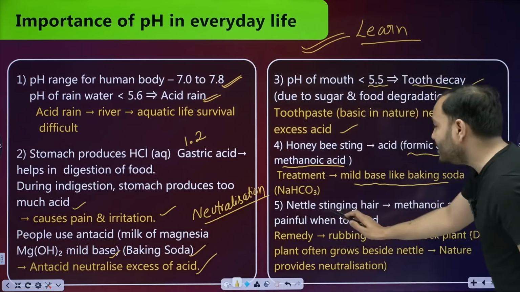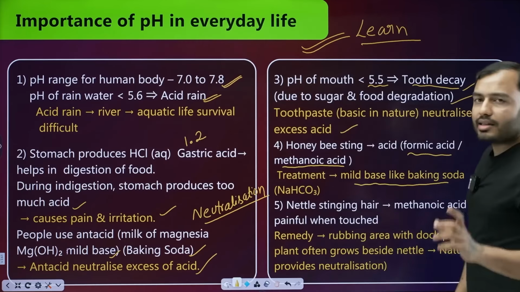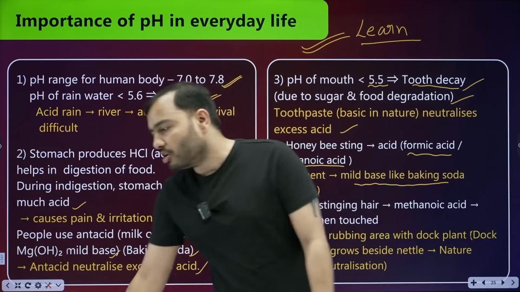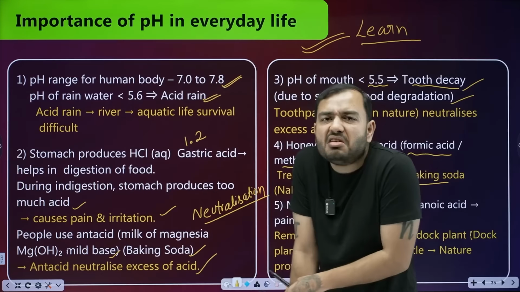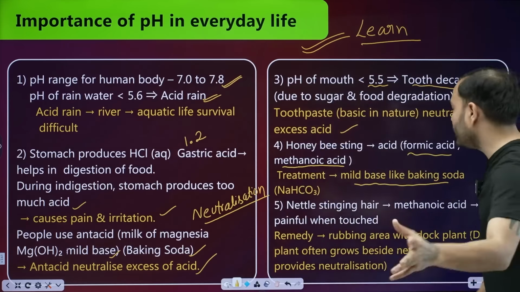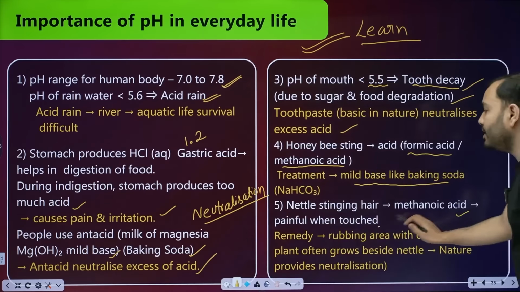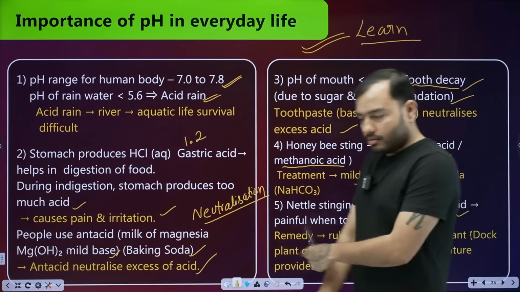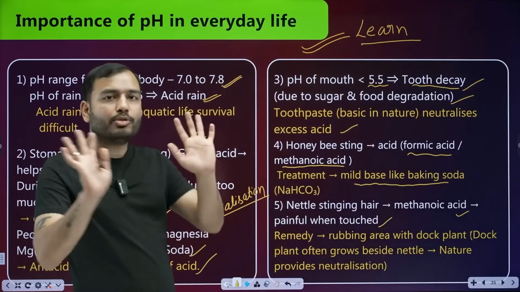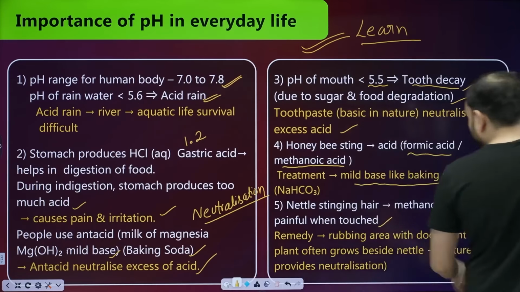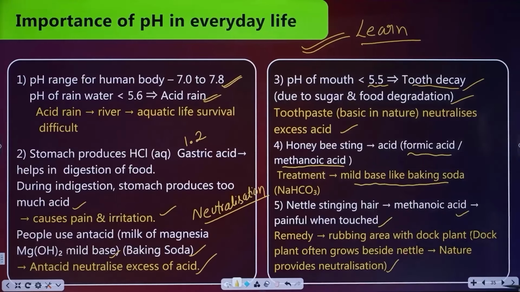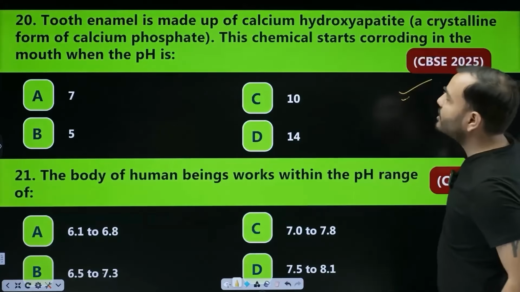Now it's clear. Nettle stinging hair. Now what is nettle? It is a type of plant. So you like playing cricket and the ball rolls in the jungle, searching for it, something bites me. It irritates for a long time, because nettle sting also has methanoic acid or formic acid. Painful when touched. What is the solution? Wherever there is a nettle plant, nearby you will find dock plant, which is basic. So nature has a solution for everything. Rub it with its leaf, it's basic in nature, all the problems are resolved. This is neutralization.